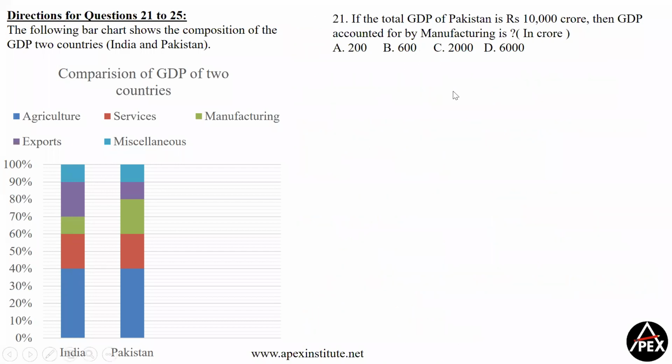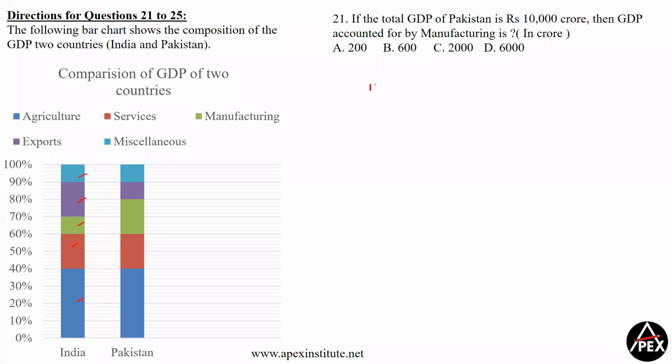Now let's look at this. So let's first try to understand the graph, isn't it? So the following bar graph shows the composition of GDP of two countries. Okay, so they are India and Pakistan. Okay, so this represents agriculture, this is services, this is manufacturing, exports, and miscellaneous.